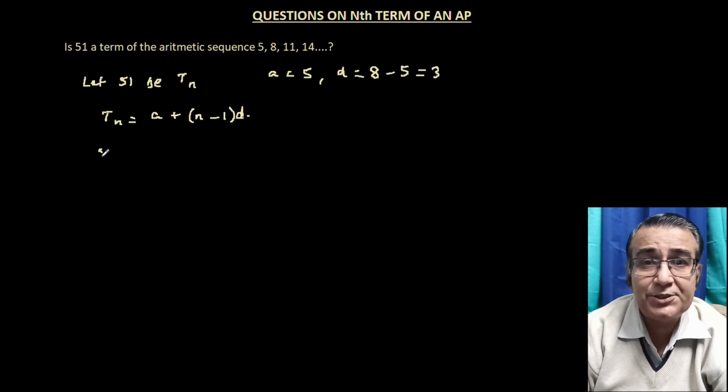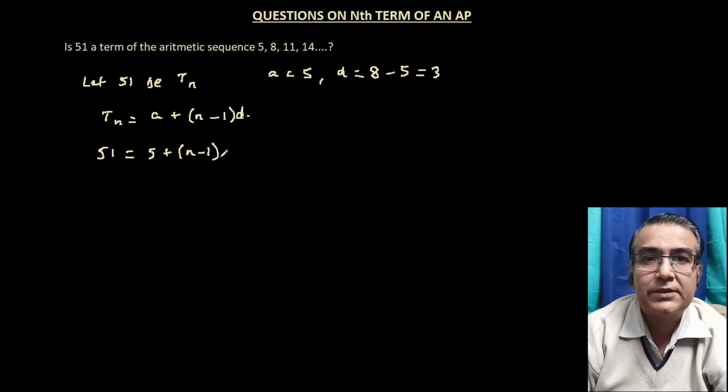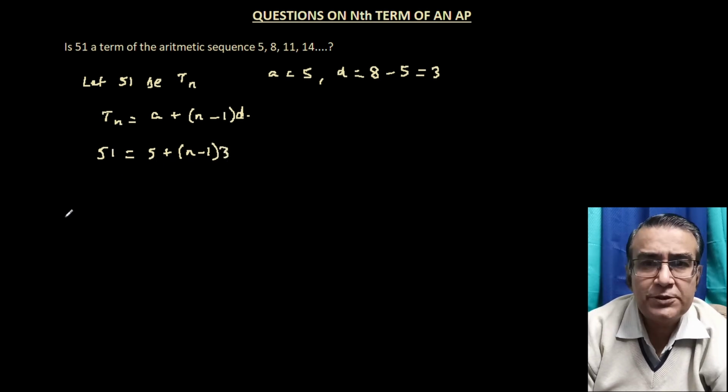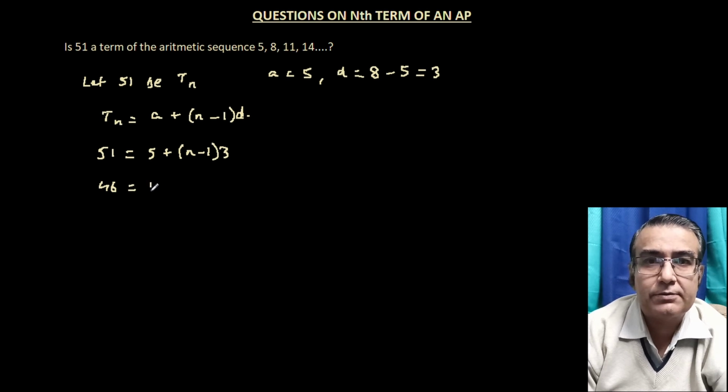And since we had assumed that 51 is a term of the sequence, we can write it as 51 is equal to A, which is equal to 5, plus n minus 1 times D, which is equal to 3. So to simplify this, let's start by taking this 5 to the other side of the equation. So we get 51 minus 5, which is equal to 46, and on this side we are left with n minus 1 times 3. Let me take this side of the equation and write it first. So we'll distribute the 3.